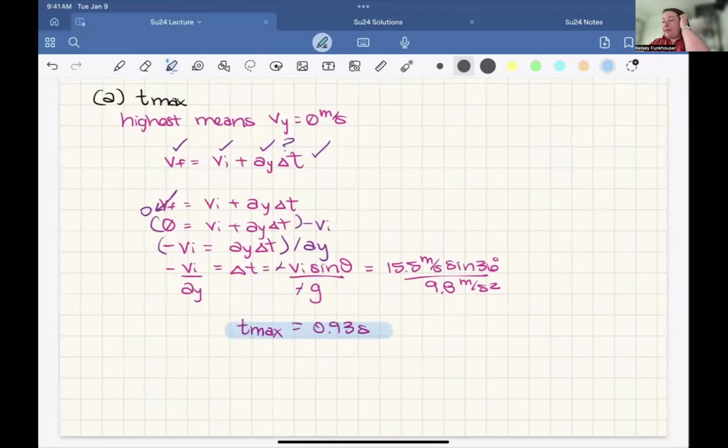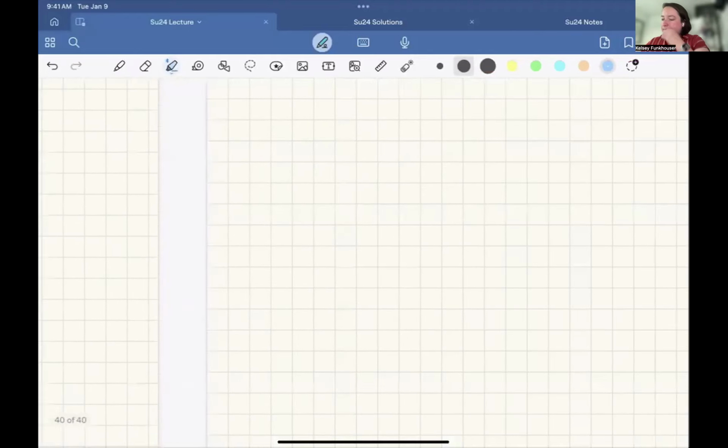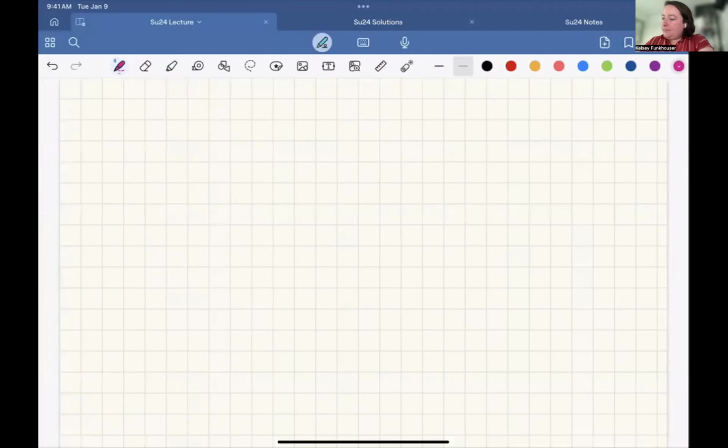And then they ask for the maximum height. So let's do that part B. Maximum height. So that is just going to be y2, like we described in the trajectory, which is when the time interval equals that 0.93 seconds. So now we can probably use that time to find the position.